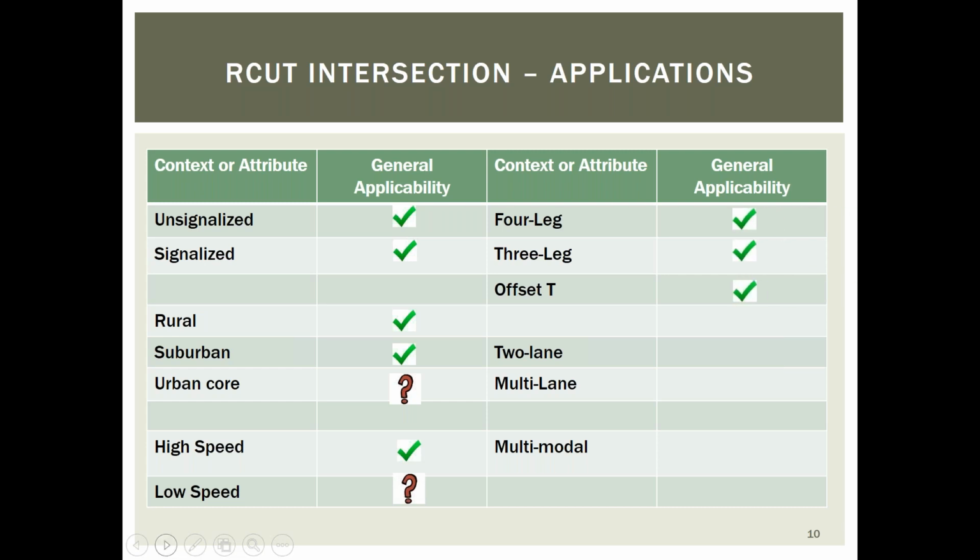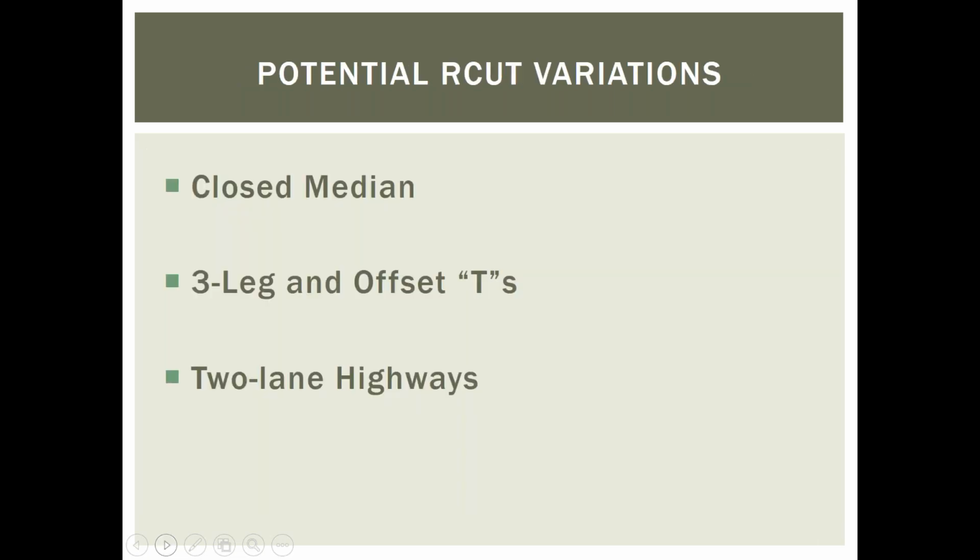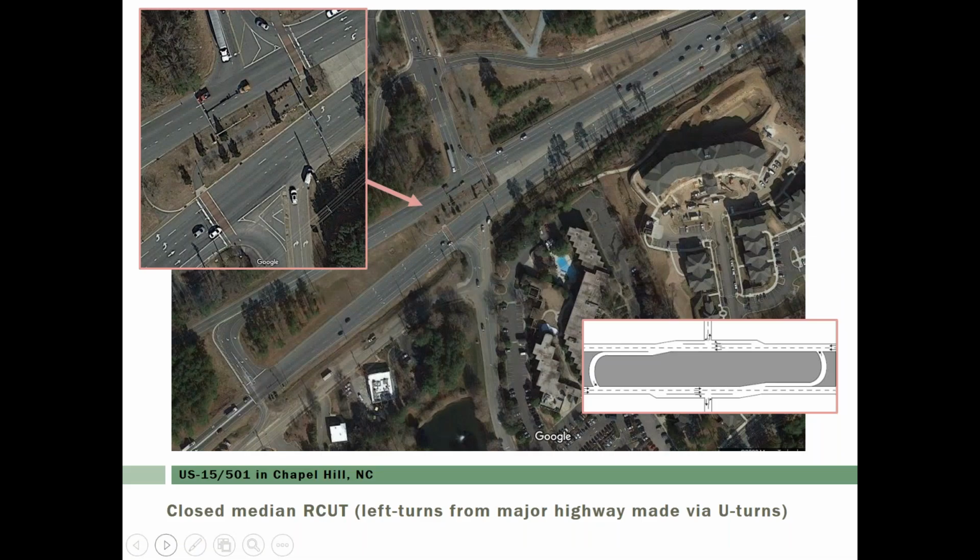The intersection is applicable for a 4-leg intersection, also a 3-leg or offset T's. I'll show you some examples of that. It's typically applied on multi-lane highways, multi-lane divided highways, but it could be applied on a 2-lane roadway. And I'll show you a sketch of how that could be done. And we'll talk about the multimodal advantages, or some of the concerns, but also advantages for the vulnerable users with the R-CUT. So there are variations, the closed median style, a 3-leg or offset T, or applying on 2-lane highways.